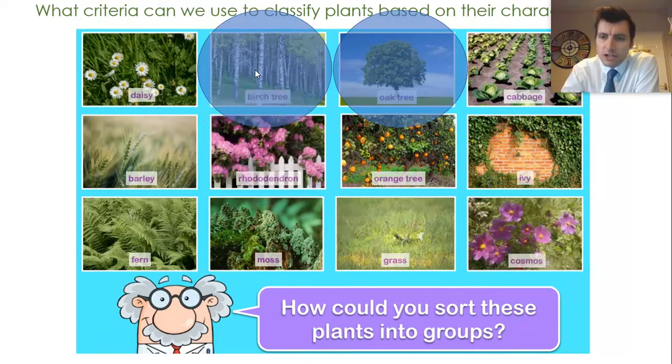Second pair that I've put together, I'll just show you the picture again before I colour in the rhododendron and the cosmos. See if you can identify.